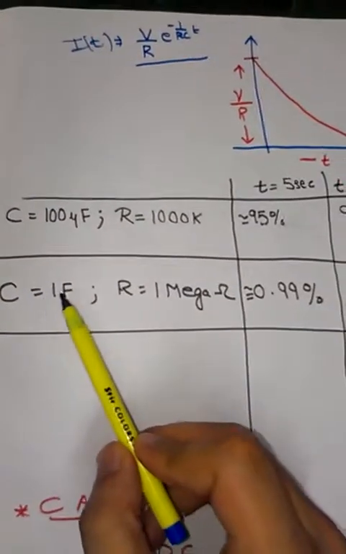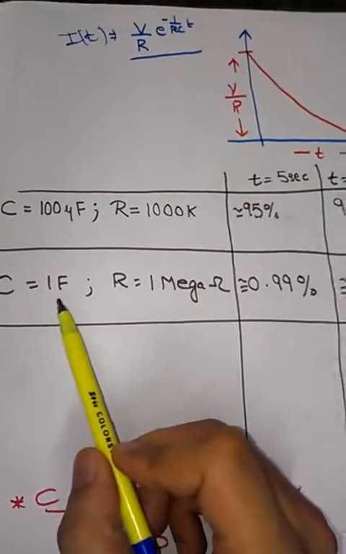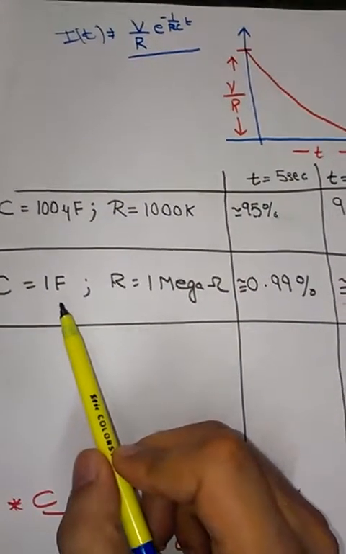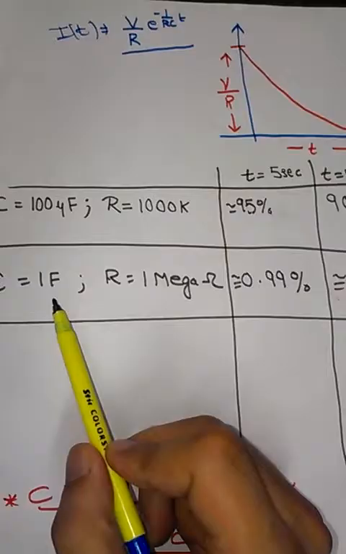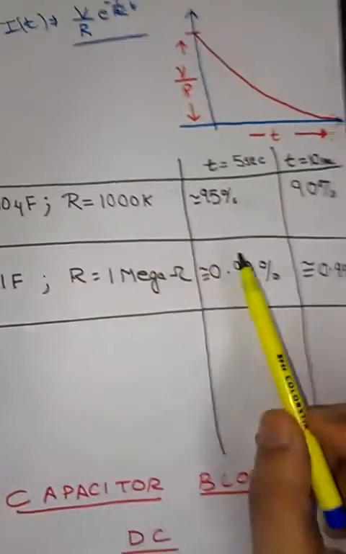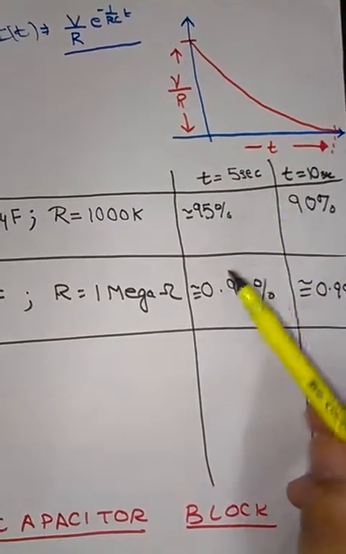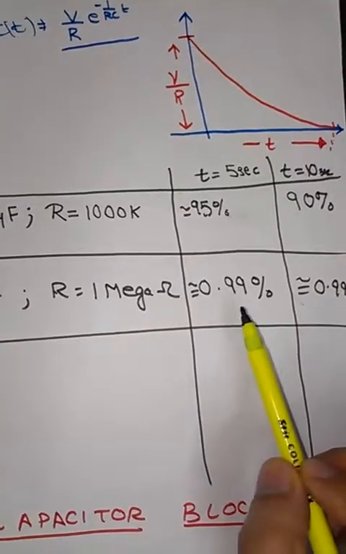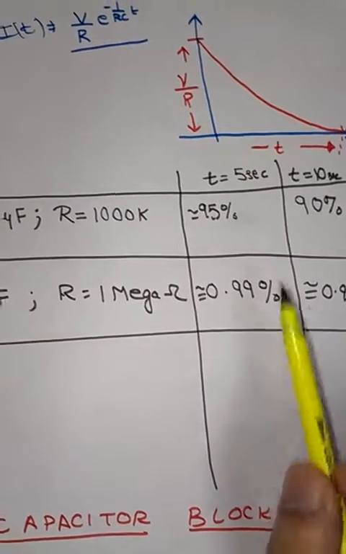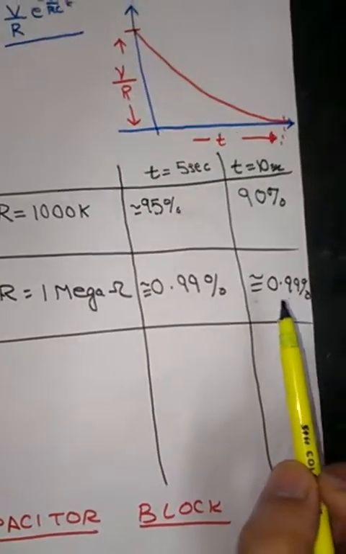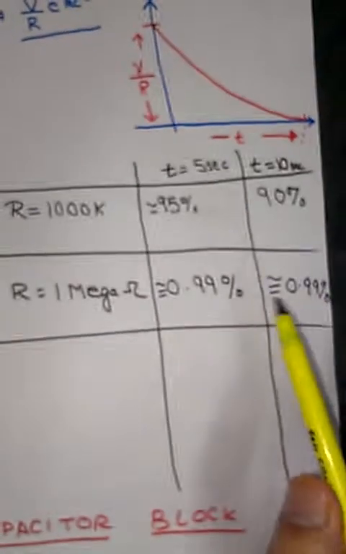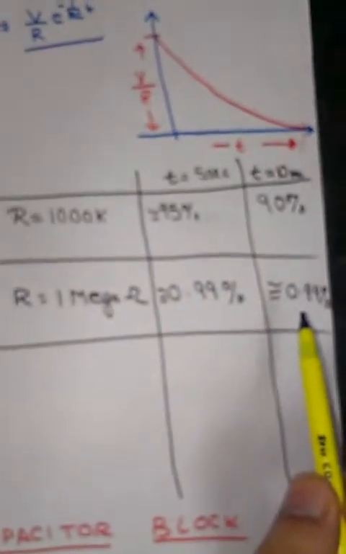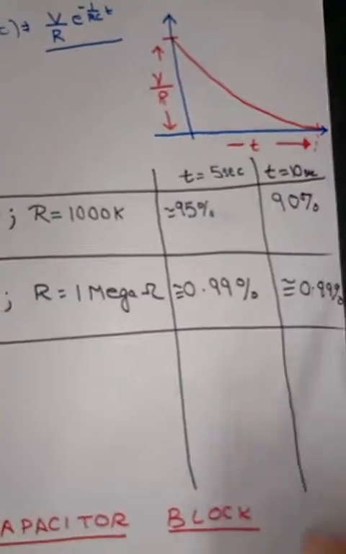And if I put C equal to 1 farad and R equal to 1 mega ohm, although you will not find such a big capacitor in the market because they never make that, 1 farad is a very, very big value. At t equal to 5 seconds, the current is almost 99.99%, that is almost 100%. At t equal to 10 seconds, the current is again 99.99%.